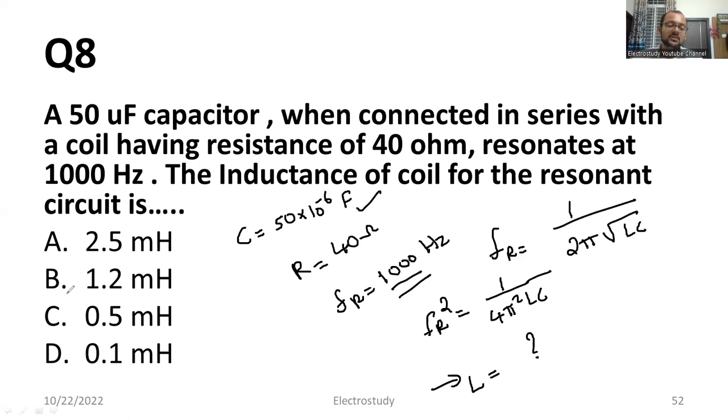If you calculate properly, don't take more time, you will get 0.5 millihenry. This will be the right answer. So kindly try once. If you have any queries, please put them in the comment box. Let me know whether you are getting the answer or not.